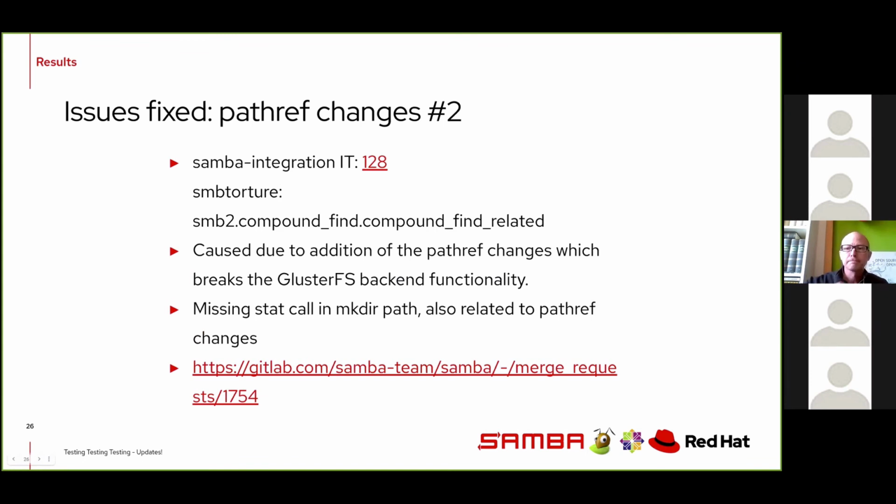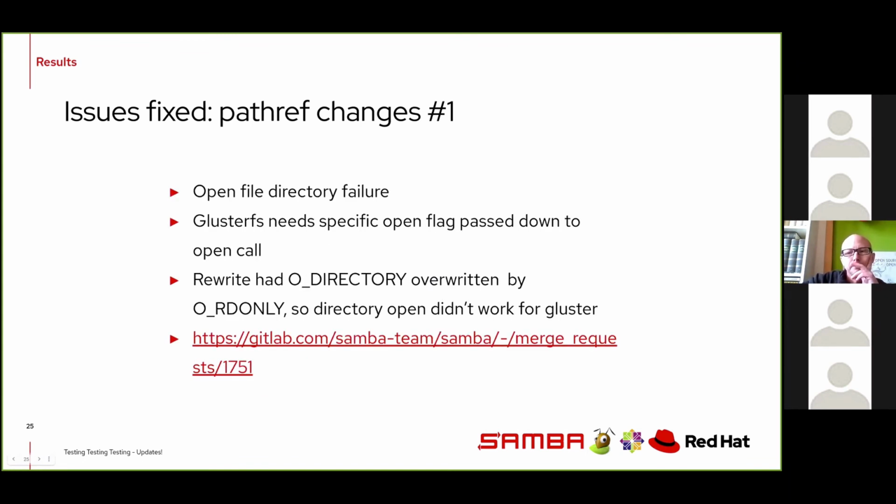Can I ask a quick question about that one? Sure. Is there any real reason that you can't just silently map O read-only to O directory inside Gluster? Because it's such a pain. What it means is you have to do a stat call on the path before you know the correct flags to send to open. Yes, and there's no reason for that whatsoever. It's just a pain.